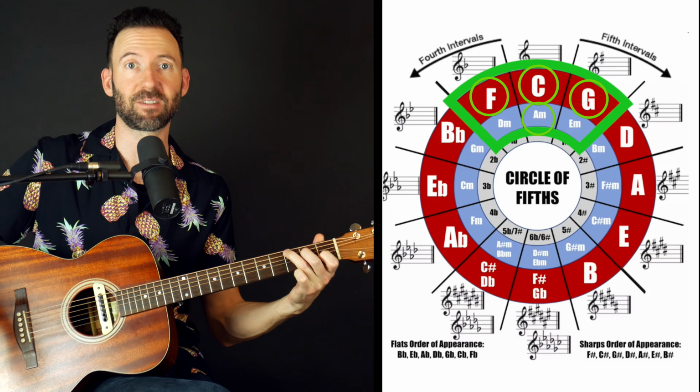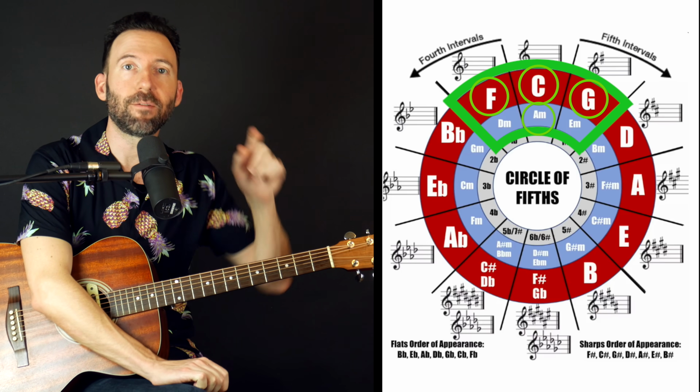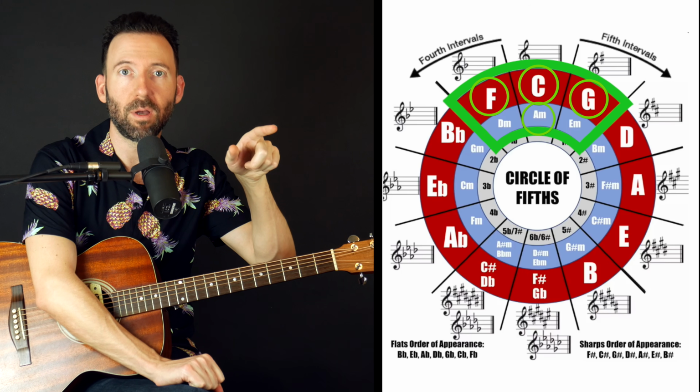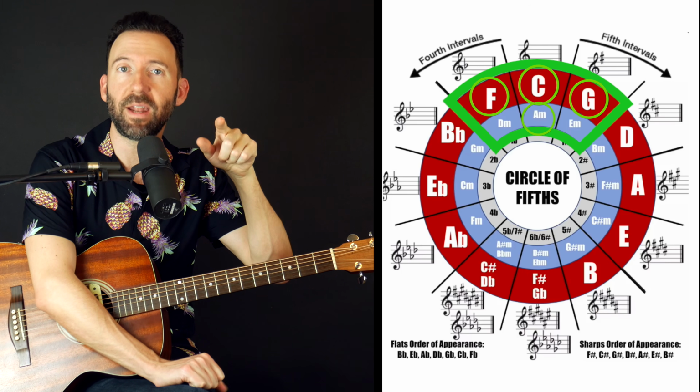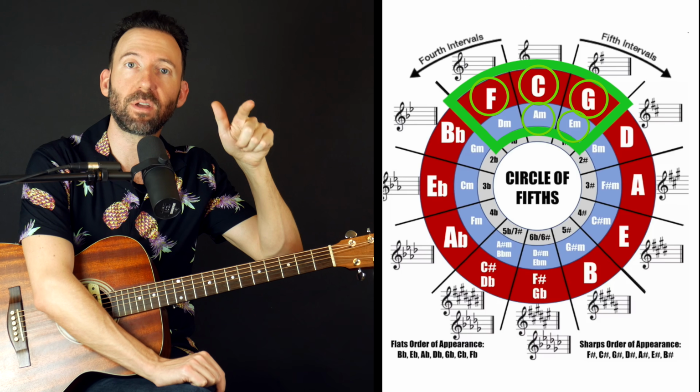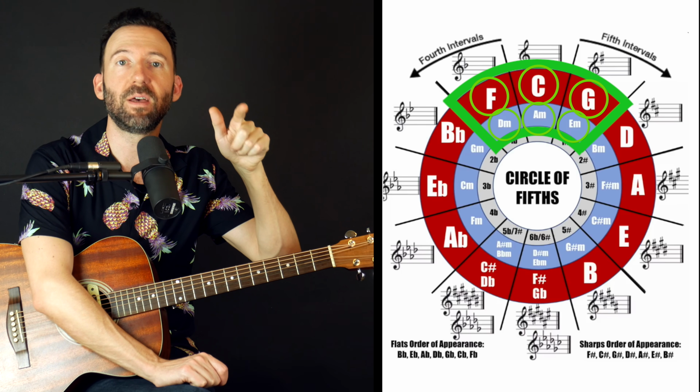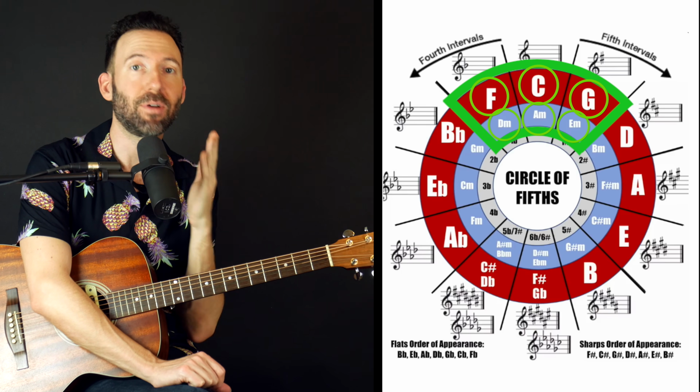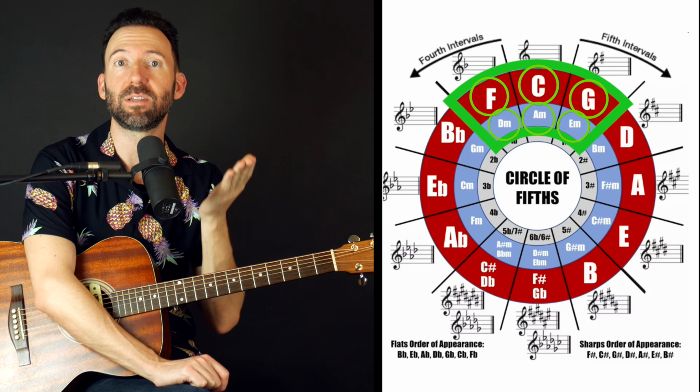Right? 1, 5, 6, 4. Okay. Now, if we look at the relative minor chord of G, that happens to be E minor. And then if we look at the relative minor of F, that is D minor. Now, in the key of C, D minor is our 2 chord.